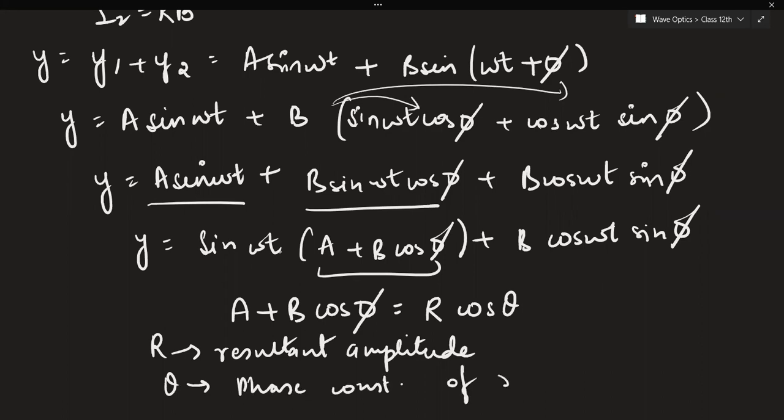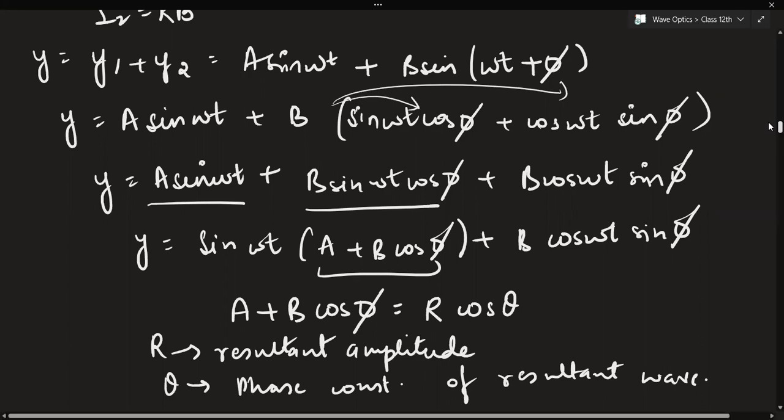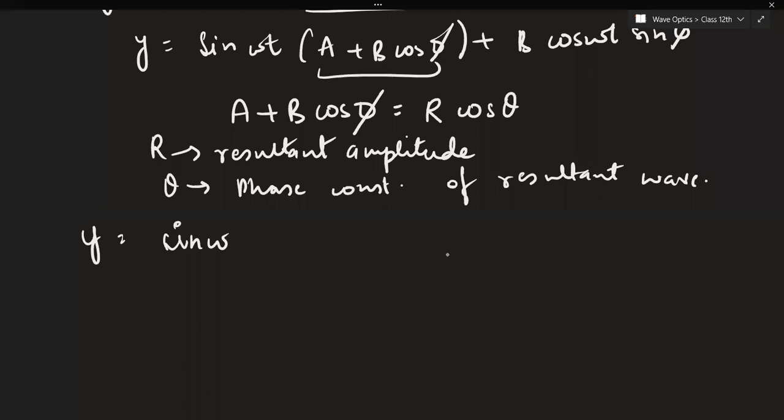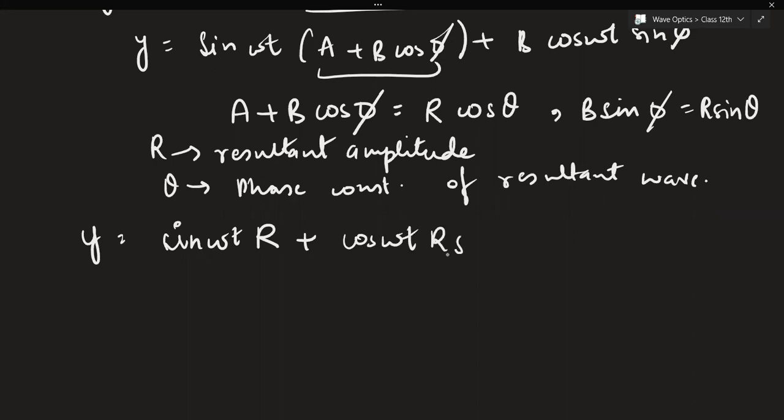And theta is the phase constant of the resultant wave. So now, if I'm referring to A plus B cos phi as R cos theta, this term I'm writing it as R for the time being. So y will be equal to sine omega t times this term, which I'll write as R cos theta, plus cos omega t times B sine phi, which I'm writing as R sine theta.